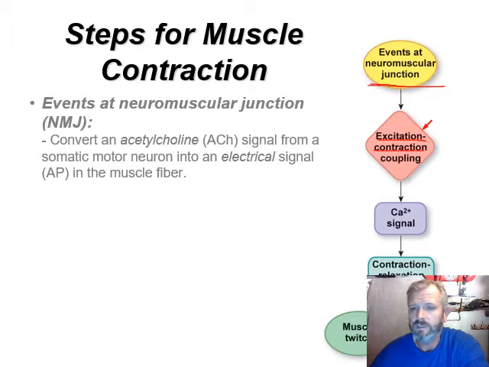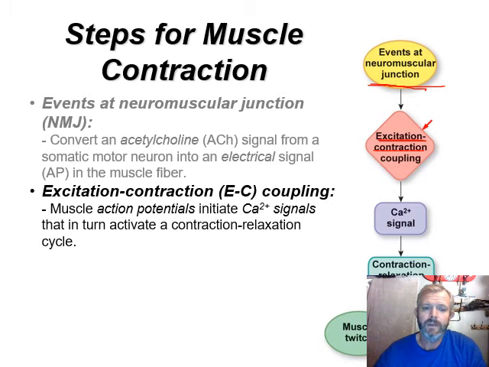This elicits excitation. Now we start the action potential. Action potentials running down the sarcolemma is the beginning of our EC coupling, excitation contraction coupling phase. And what's that going to lead to? That's going to lead to us getting the calcium signal out. So all the events from action potential to getting calcium out until we actually start contraction is the EC coupling phase.